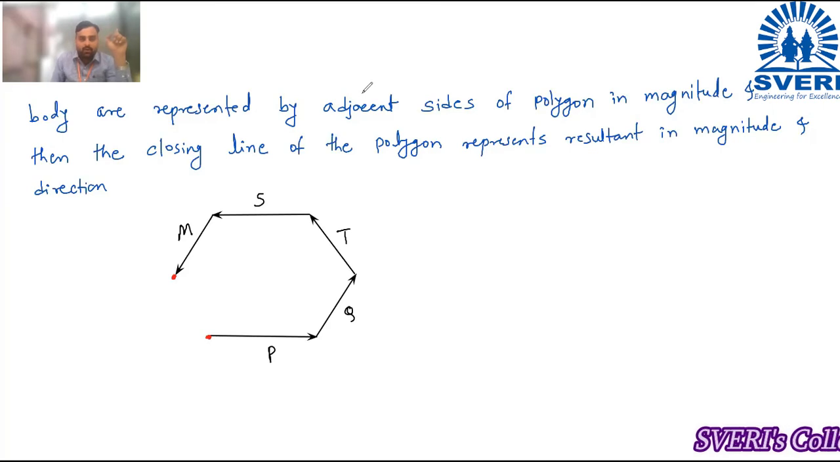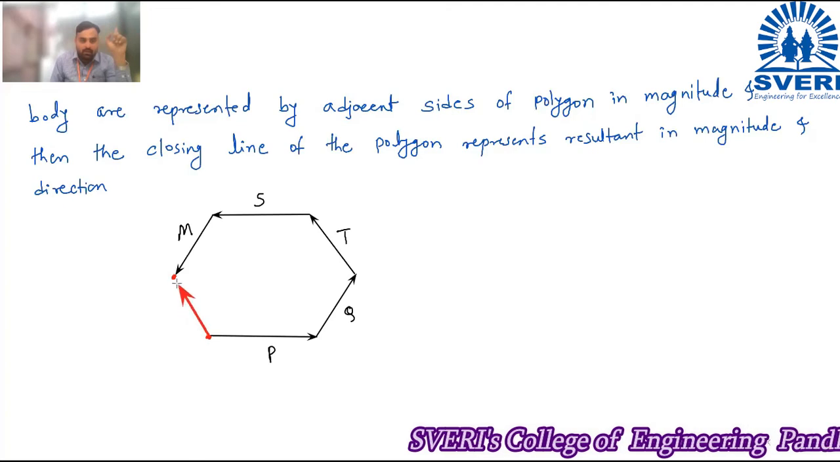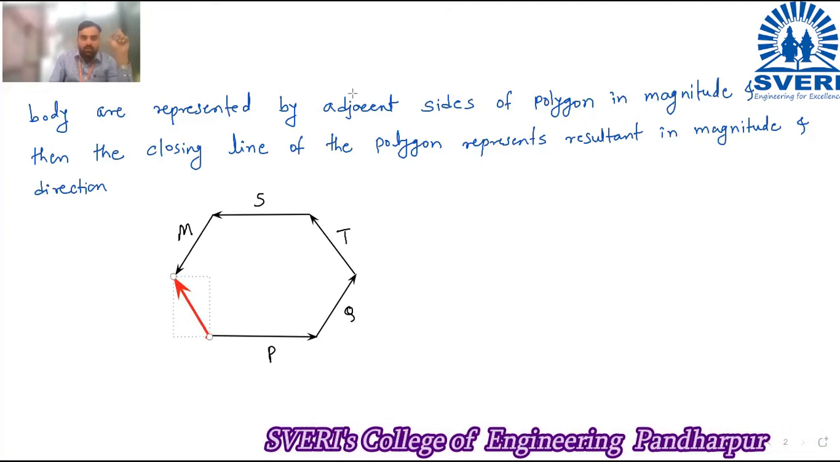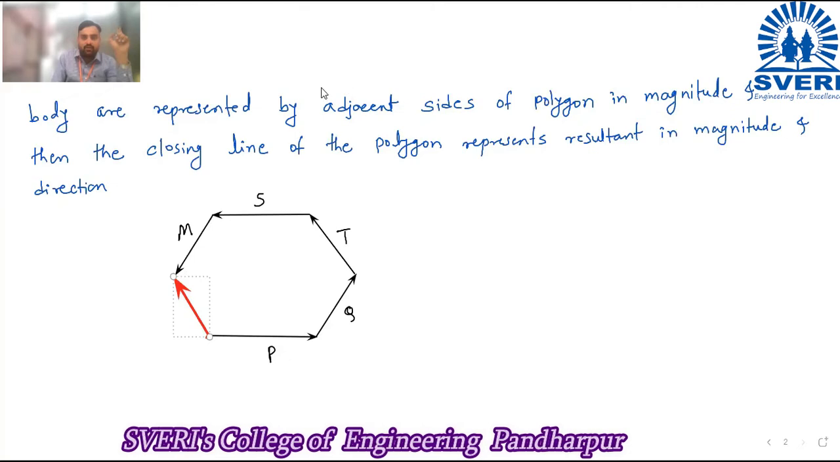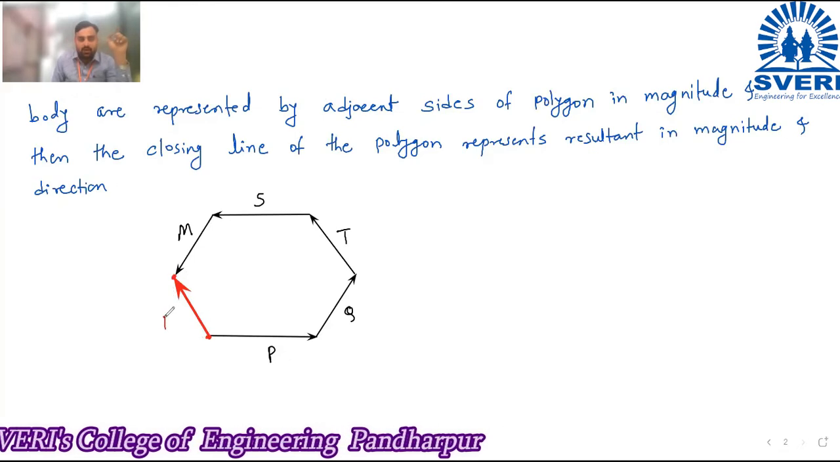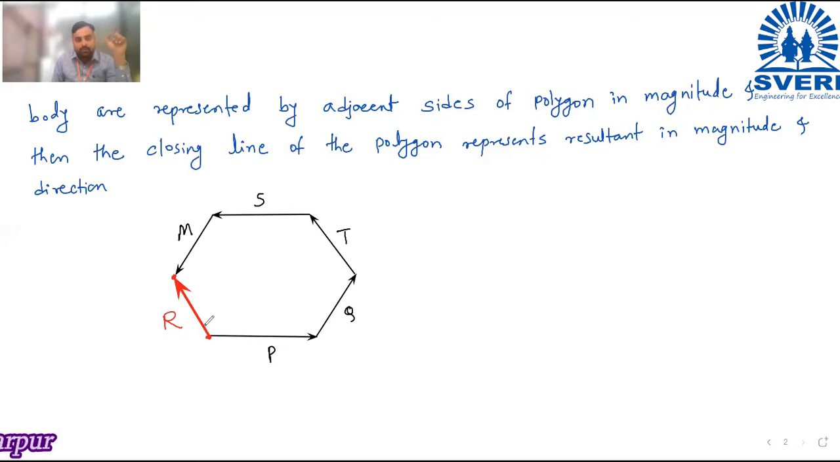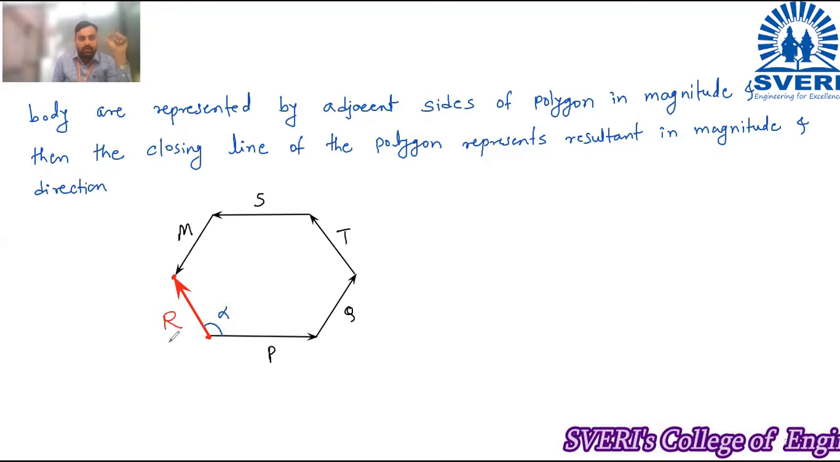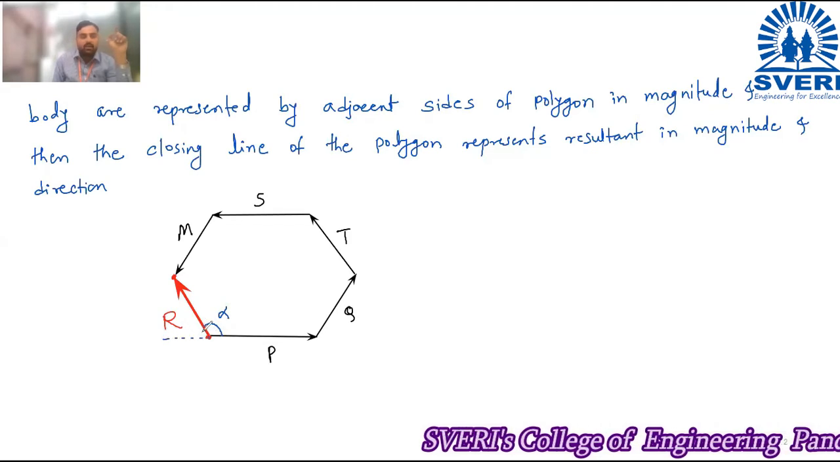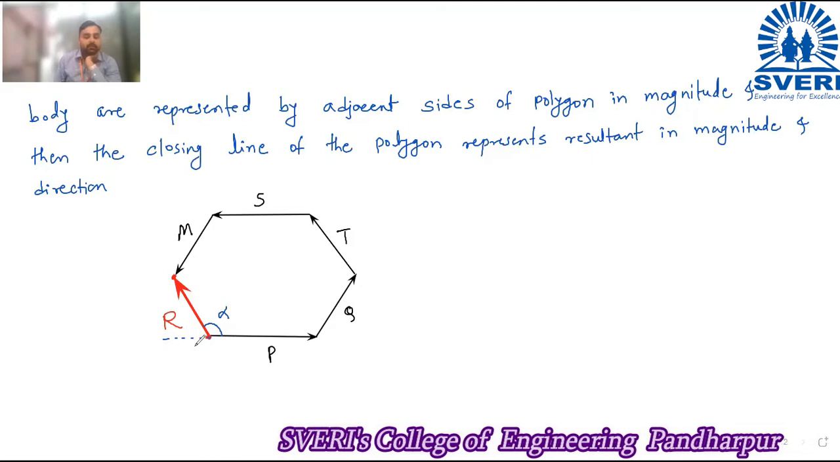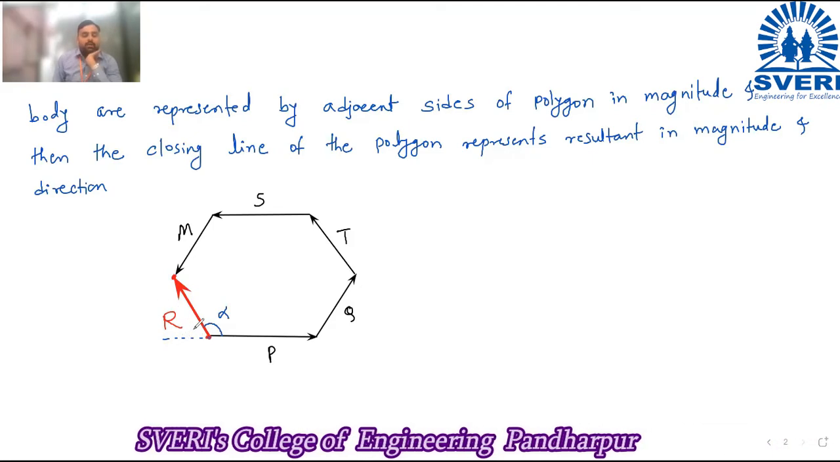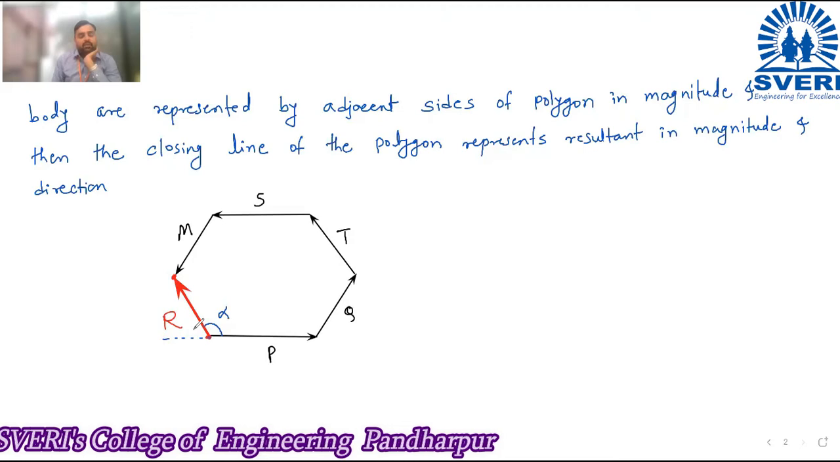So if I draw over here, then this is the resultant. This line will be the resultant. So this is your resultant R. And this is the angle alpha of the resultant with horizontal. Or you can take here also the angle. This angle also with horizontal you can consider. So in this way you can calculate the resultant when the number of forces are acting on a body.